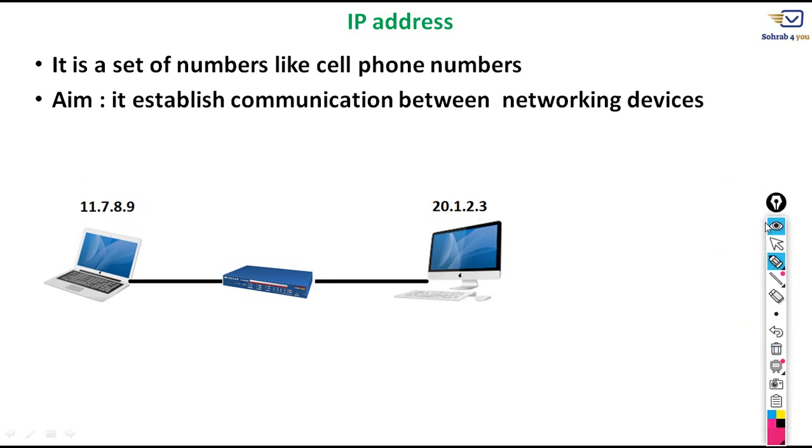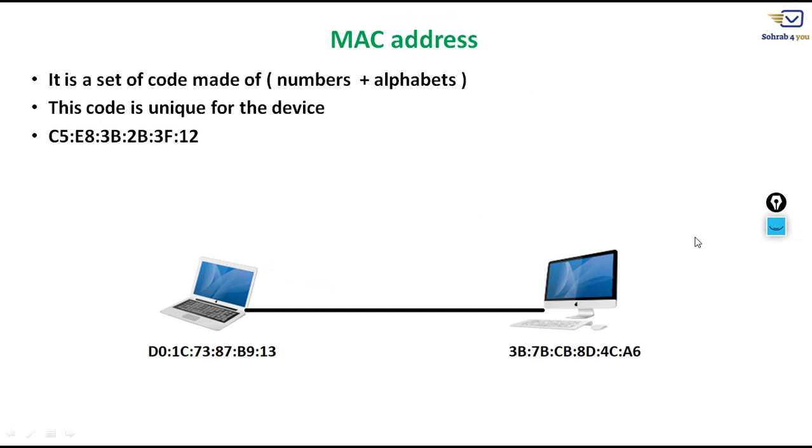So now let's move to the next one we have, the MAC address. Guys, do not be confused between the IP address and the MAC address. So what is a MAC address? A MAC address is a set of code which is made up of numbers and alphabets. It means it has both alphabets and numbers.